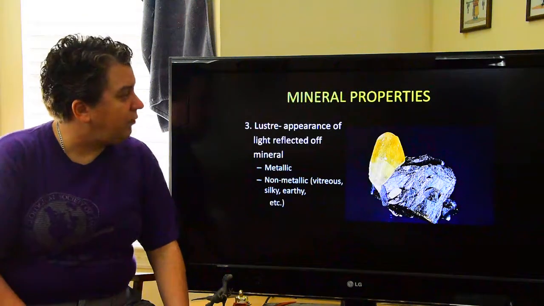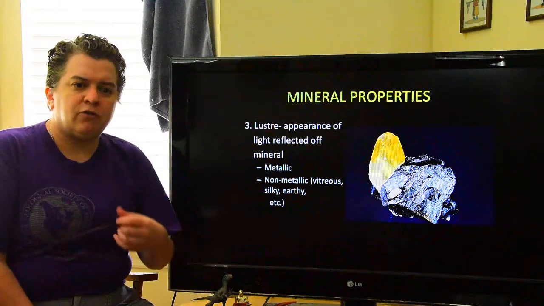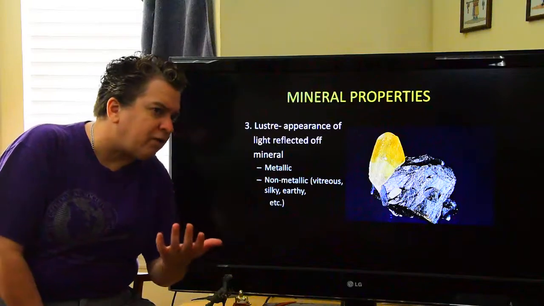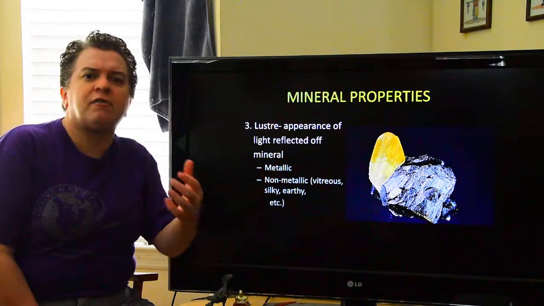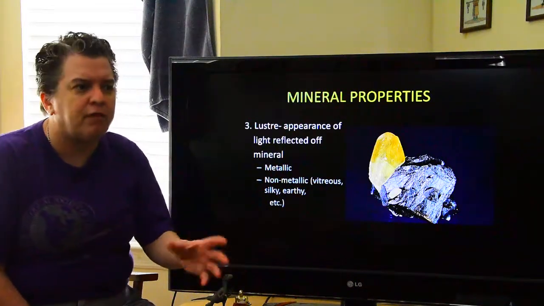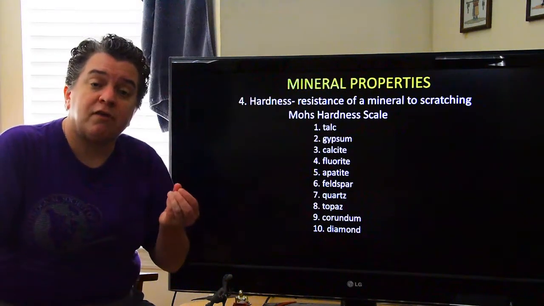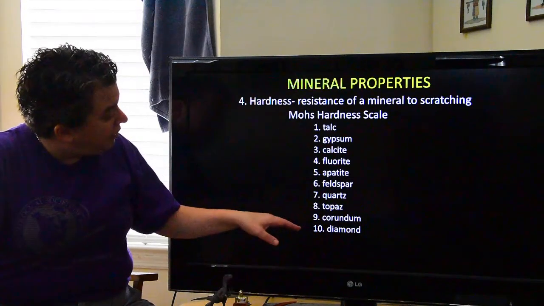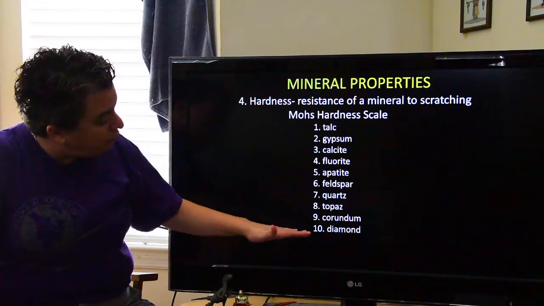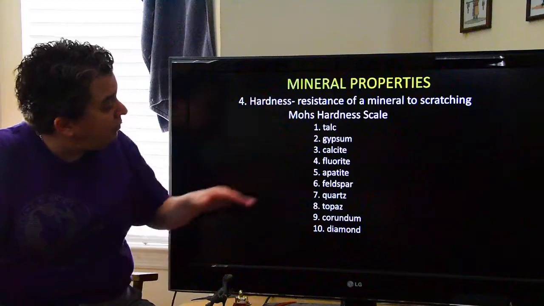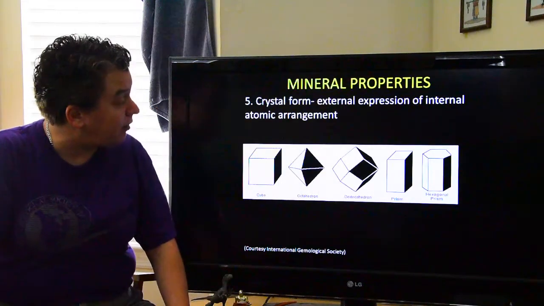There's luster, which is the appearance of light reflected off minerals. There's metallic, which looks like a metal, silver, gold, bronze, something like that. And then there's non-metallic, and you might have things like vitreous, that means glassy, or silky or earthy. It's not metallic. There's hardness, which is the resistance to scratching, and we measure this on Mohs hardness scale, which goes from 1 being the softest to 10 being the hardest. And you can use these known minerals to figure out where your unknown mineral fits.